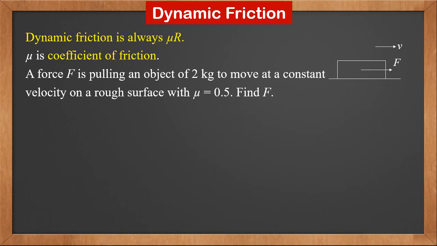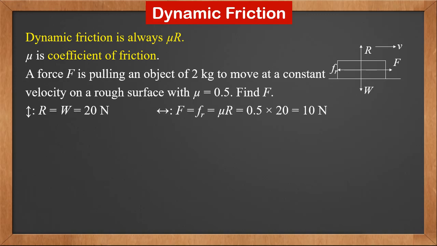First, sketch the force diagram. Vertically, there's weight and normal reaction. Horizontally, friction is against the direction of moving. Since the object is in equilibrium, the resultants in both directions are 0.